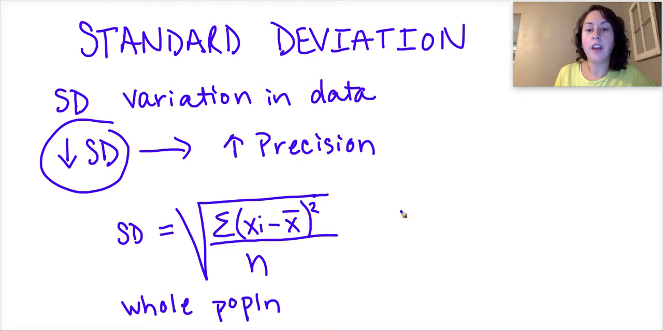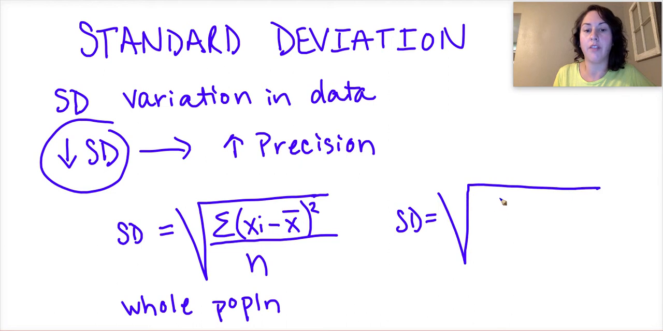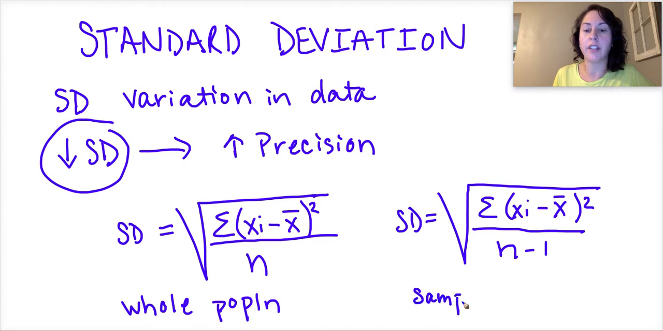There's another one that we could use if we're using just a sample. Sometimes we'll just have a sample of the total data. In that case, it's the same setup up top, but it's divided by n minus 1. This is if we're working with a sample of the population or a sample of the total data. So don't just think of this as populations of individuals.